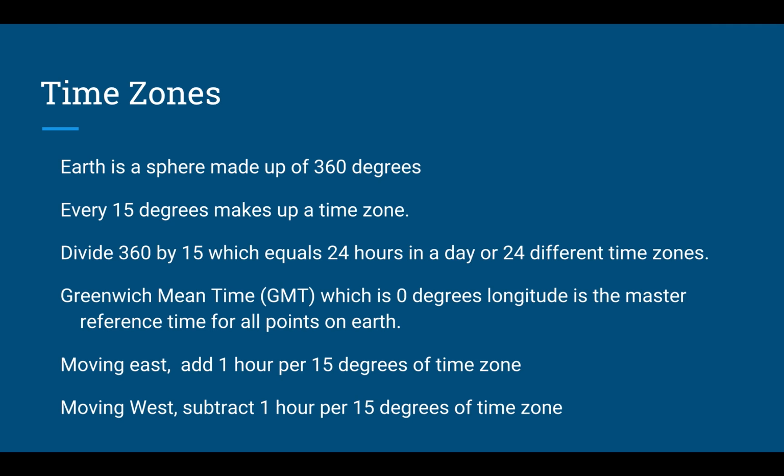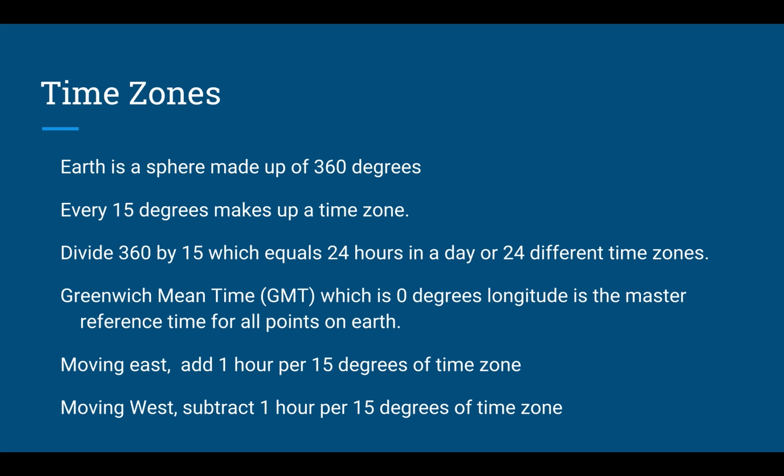Okay, so it's really important when we talk about time zones that we know what the prime meridian is. The Earth is a sphere made up of 360 degrees. So when I say sphere, everyone, I am referring to like a circle. And hopefully, if you're sitting in your math class, to make your math teachers happy, we should know that a circle is 360 degrees.